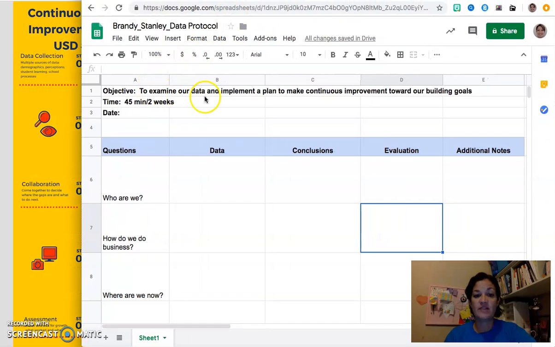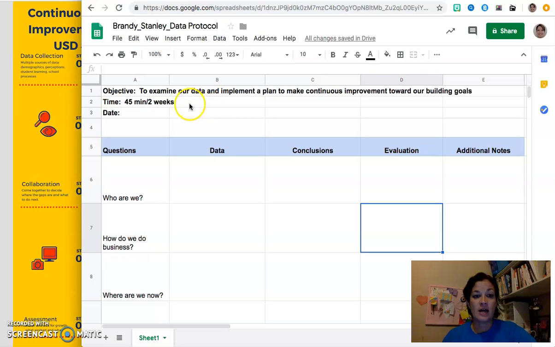the objective I've left broad on this example: to examine our data and implement a plan to make continuous improvement toward our building goals. But this can be more specific depending on what groups I'm working with. So I would adapt it if I'm working with my reading teachers. I would adapt it to looking at the reading scores specifically, whether that's for regrouping for our intervention plan during MTSS time or whatever the goal is.